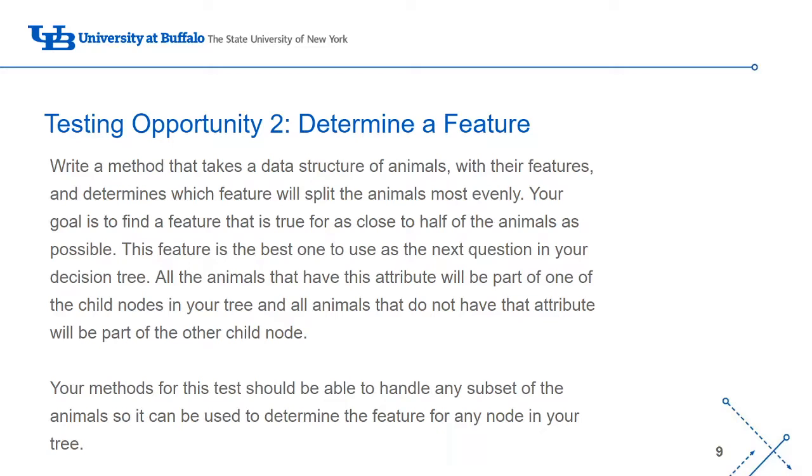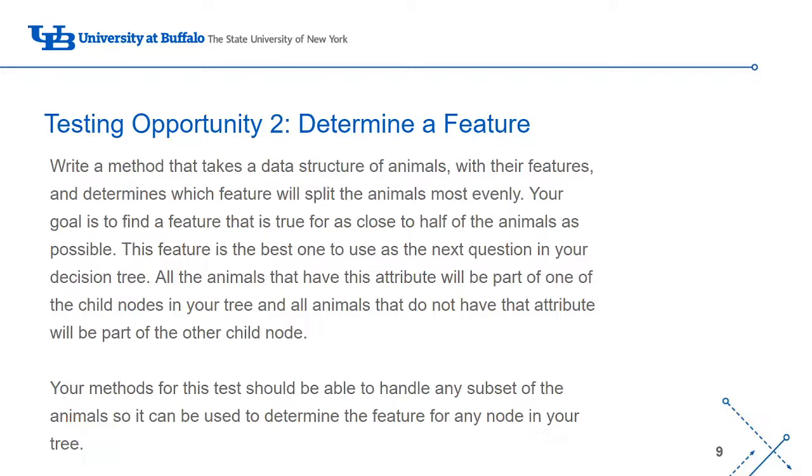We need to find a feature that most evenly splits our animals. In testing opportunity 2, you should write a method that takes a data structure of animals and their features and finds the feature that is true for as close to half of the animals as possible. This feature will be the next question in your decision tree. All of the animals that have the feature will be part of one of the child nodes in the tree, and the animals that don't have the feature will be part of the other child node. Keep in mind that your method should be able to handle any subset of the animals, so that it can be used to determine the feature for any nodes in your tree.